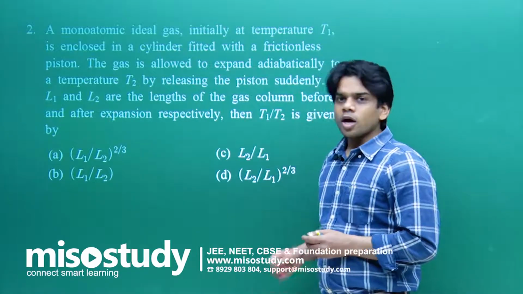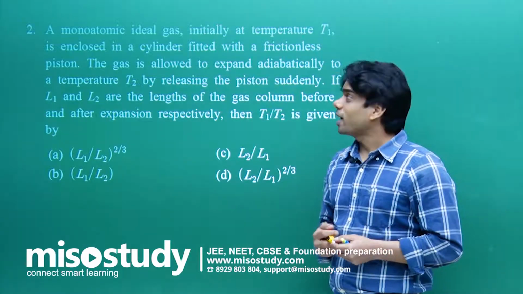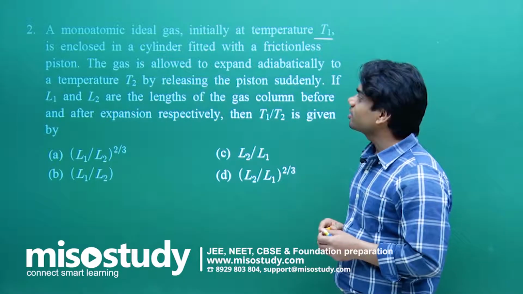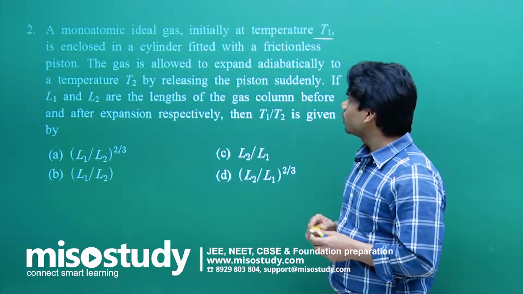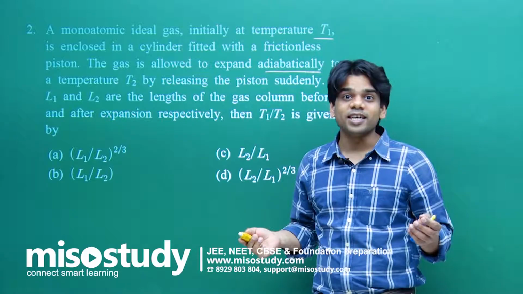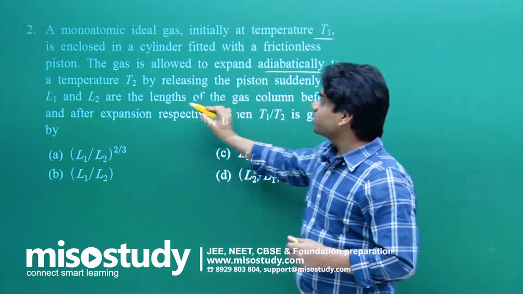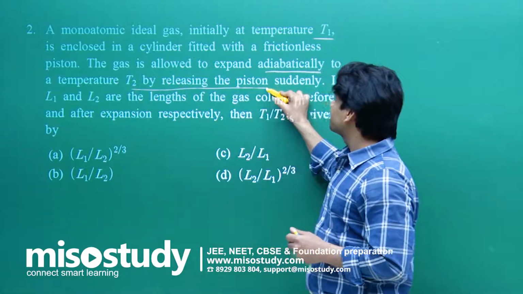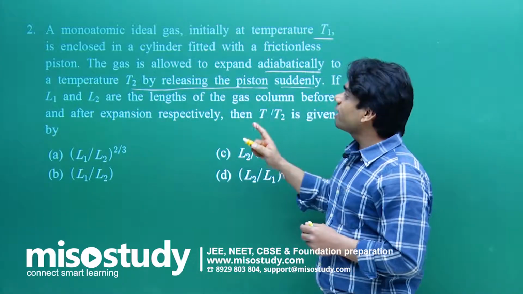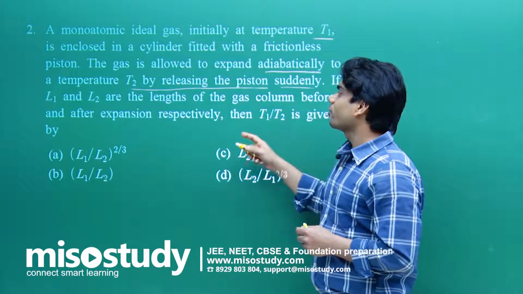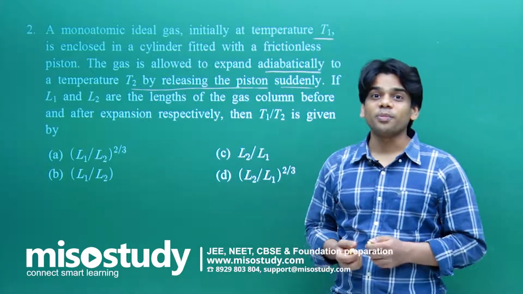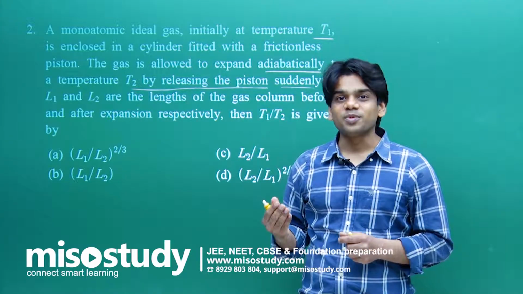Question number 2. A monoatomic ideal gas, initially at temperature T1, is enclosed in a cylinder fitted with a frictionless piston. The gas is allowed to expand adiabatically, that means there is no heat exchange, to a temperature T2 by releasing the piston suddenly. It's an adiabatic process. If L1 and L2 are the lengths of the gas column before and after expansion respectively, then T1 by T2 is given by. T1 by T2 we need to compare, and volume is what has been given to us.